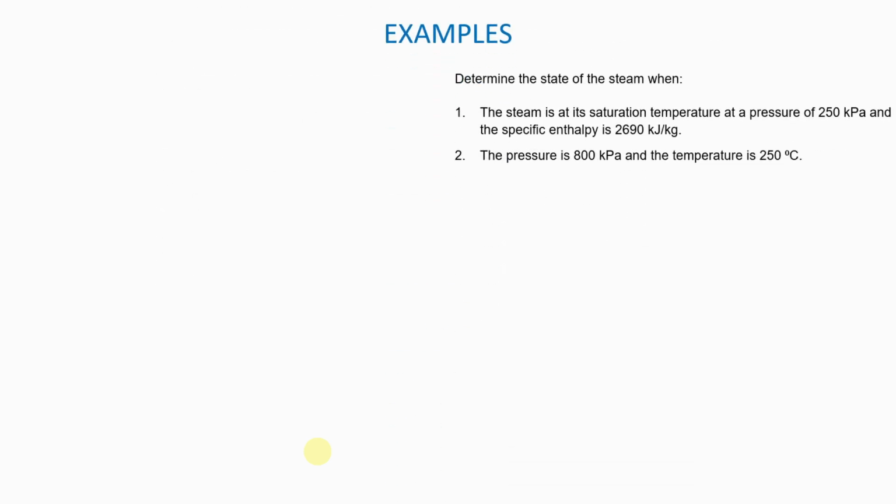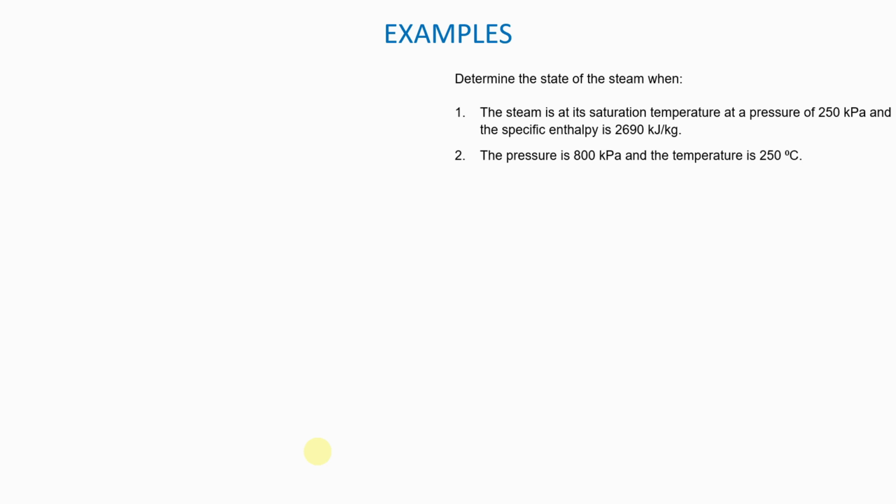What is meant by you when they ask you to determine the state of the steam? What do they mean by that? They simply want you to tell them if the steam is wet, or if it is superheated, or if it is dry saturated. When they tell you to determine the state of the steam, they want you to tell them if it is wet, dry saturated, or superheated.